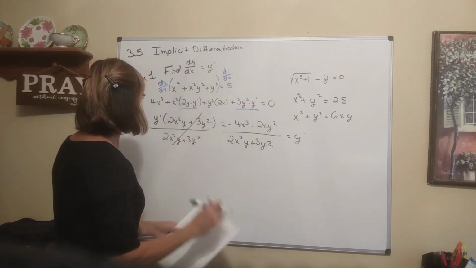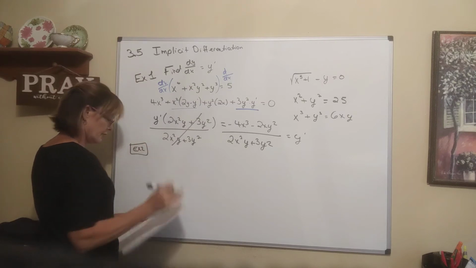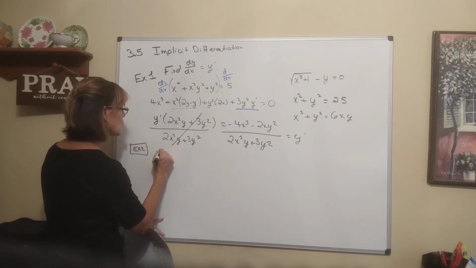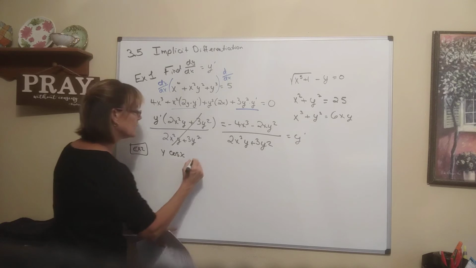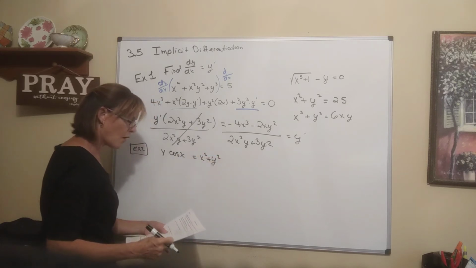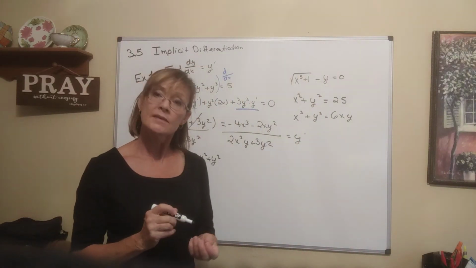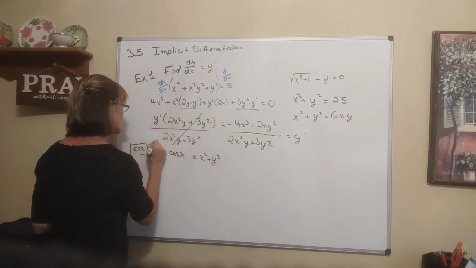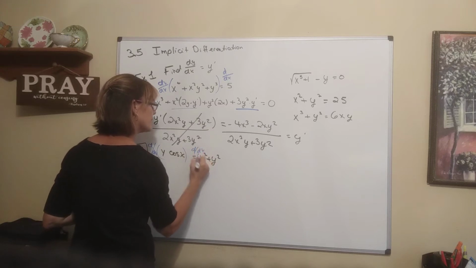How about example 2? It says, find dy dx by implicit differentiation. And so they give us this one: y times the cosine of x is equal to x squared plus y squared. And so all we're going to do is take the derivative with respect to x on both sides of this equation. So it goes like this: d dx of this side is equal to d dx of this side.